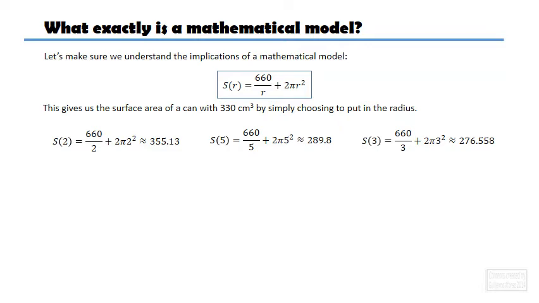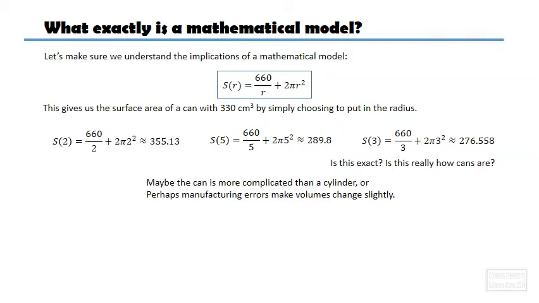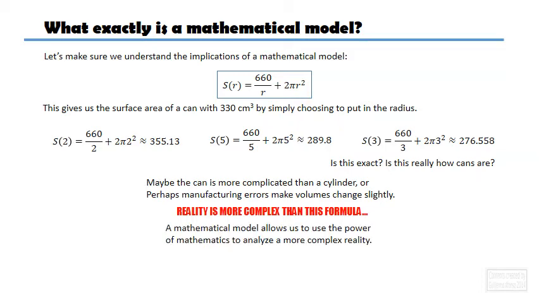That's great. Now, here's an important thing. Is this exact? Is this really how cans are? What's the point of this? Because cans might not be exactly cylindrical. Maybe there's a small manufacturing error here and there. Now, this is important. Reality is always more complex than the mathematical model that you use. But it's a very good approximation that allows you to make some calculations to analyze the complex reality in a more efficient way. That's what a mathematical model is. This is exactly what we have here.